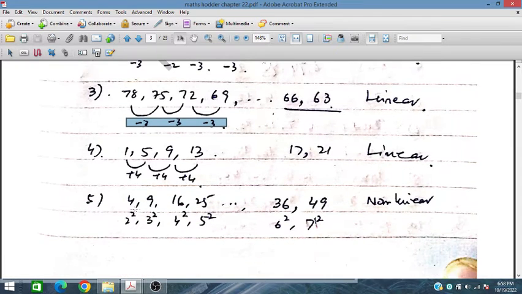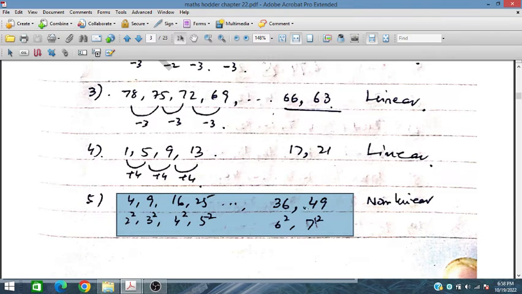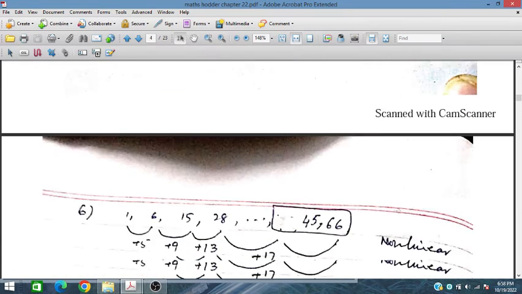For this one, 2 square, 3 square, 4 square, 5 square, 6 square, 7 square. So these are square terms. Square terms always give non-linear behavior. This never goes in a slope, a straight line. The linear usually follows a straight line. So this is not a straight line. So this is non-linear, because every time the number squared is increasing. So we are getting a non-linear relationship.